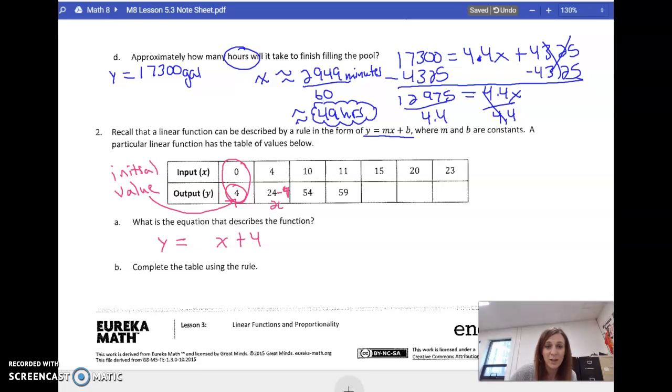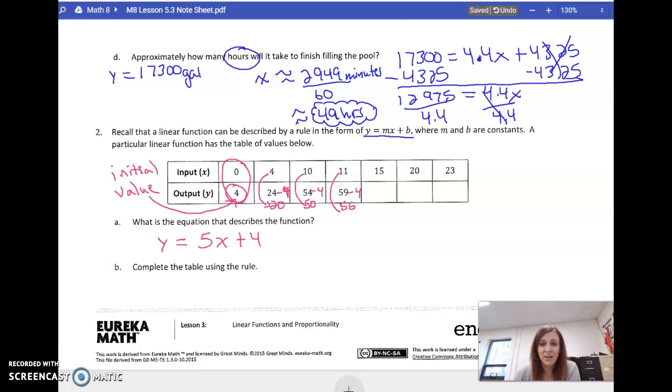Subtract this 4 off, I have 20, right? What do you do to 4 to get 20? Well, you multiply it by 5. Does that work over here? If I subtract 4, that's 50. What do you do to 10 to get 50? You multiply by 5. If I subtract 4 here, that's 55. What do you do to 11 to get 55? You multiply by 5. Okay, so the initial value we can take off and then figure out what we're multiplying by.